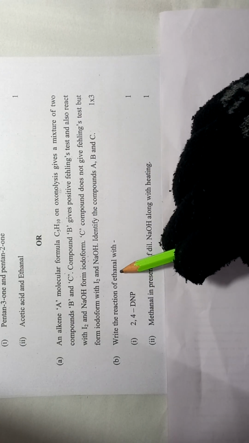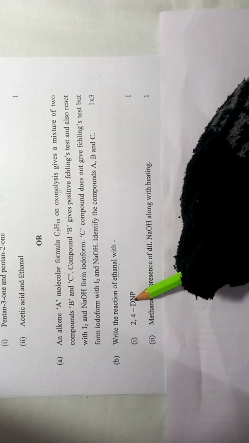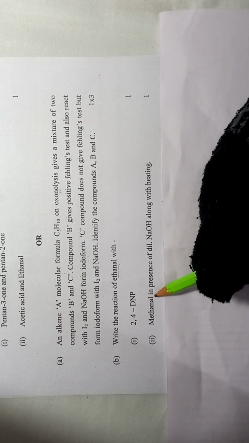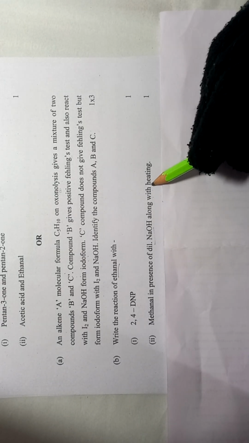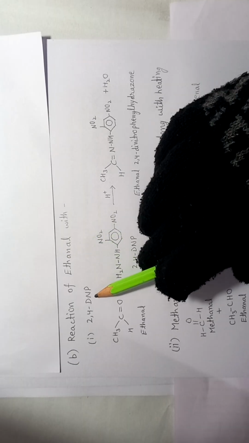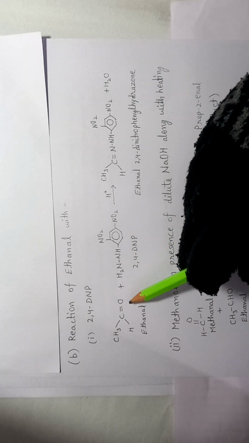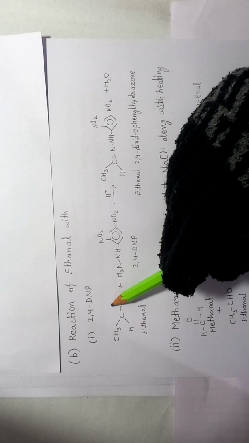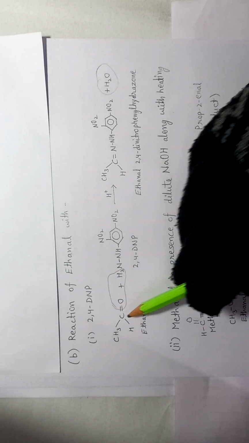Next, we have to write the reactions of ethanal with 2,4-DNP, 2,4-dinitrophenylhydrazine, and methanal in the presence of dilute NaOH along with heating. Here dilute NaOH along with heating is written, so we have to write the complete reaction. So students, here is the reaction of ethanal with 2,4-DNP. This is ethanal and this is 2,4-dinitrophenylhydrazine. Elimination of water takes place, two hydrogen atoms and one oxygen atom, and we get this product with a double bond between the carbonyl carbon and nitrogen.